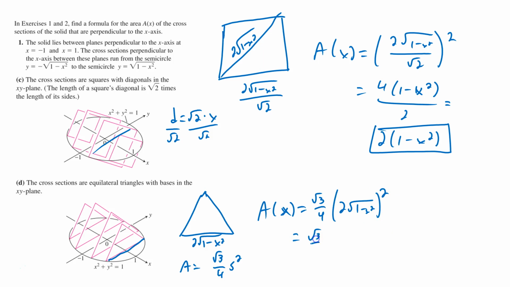So that's going to be root 3 over 4 times 4 times 1 minus x squared. The 4's cancel. So we have root 3 times 1 minus x squared. That's all there is to it.